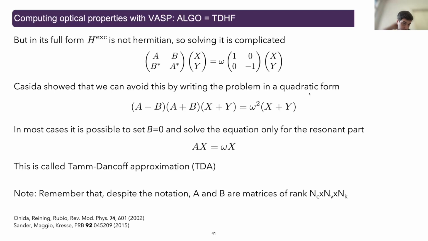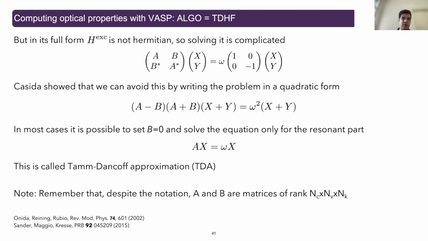However, it was shown by Casida that if you write the problem in a quadratic form, you can reduce not only the rank of the matrix that you have to deal with. So in this case, instead of the full matrix, you only deal with (A minus B) times (A plus B), but also now this is a Hermitian matrix, the product of these two. And so you can actually employ routines that deal with Hermitian matrices to compute their eigenvalues and eigenstates.